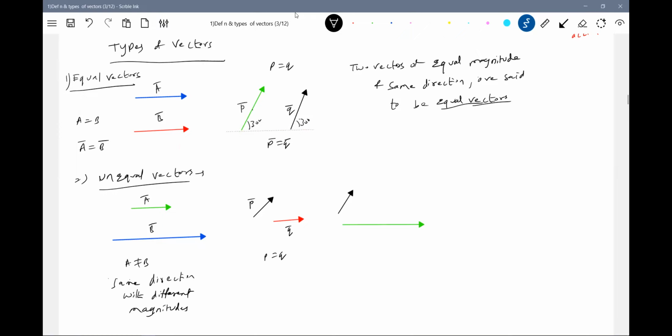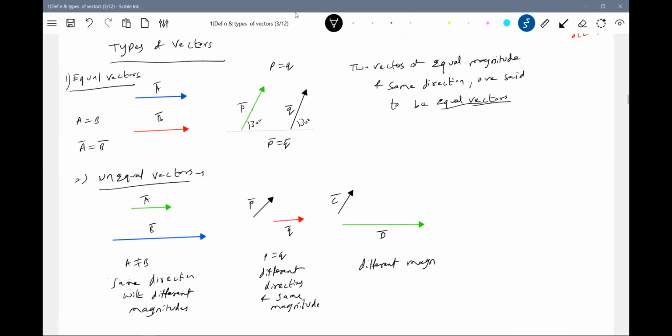What about here? Different directions and different direction and same magnitude. This P and Q will become unequal vectors. Here, look at C bar and D bar. Different magnitude, different directions.